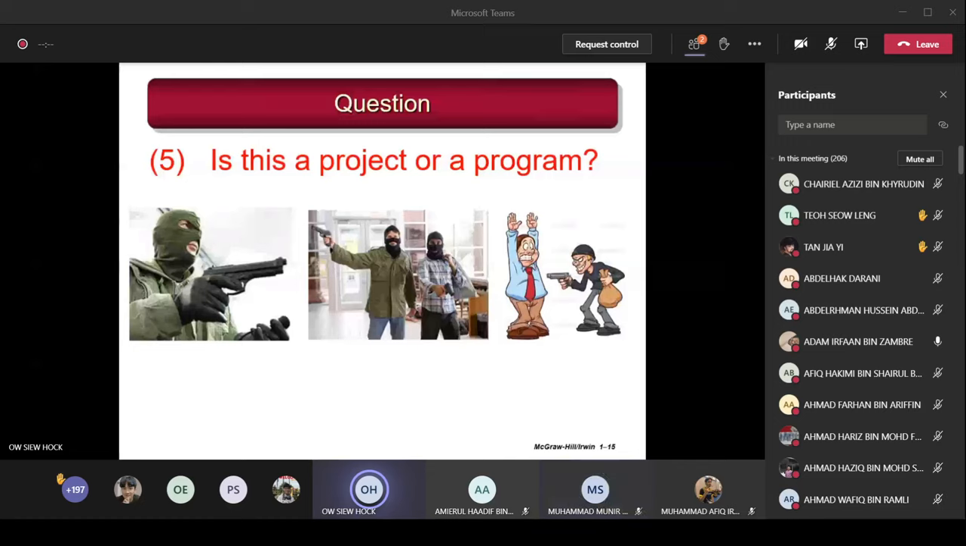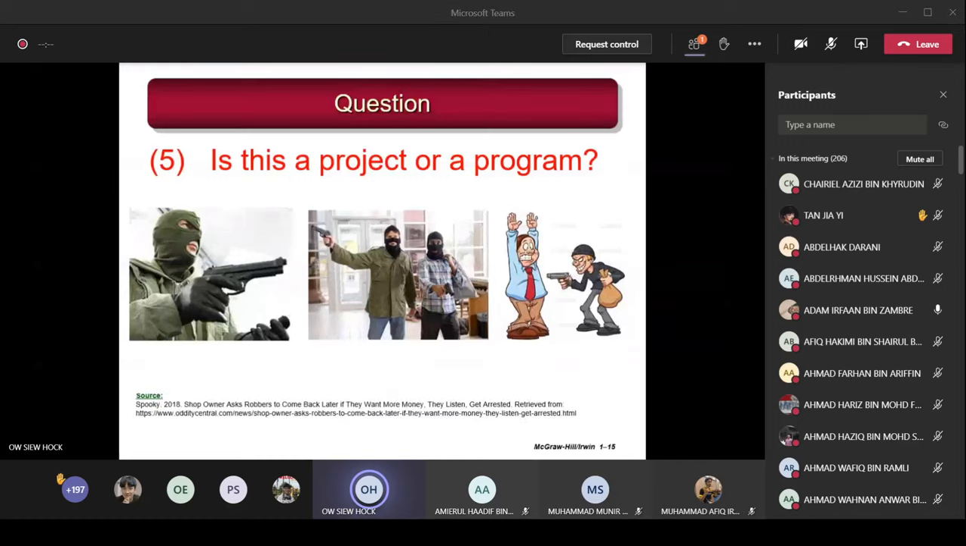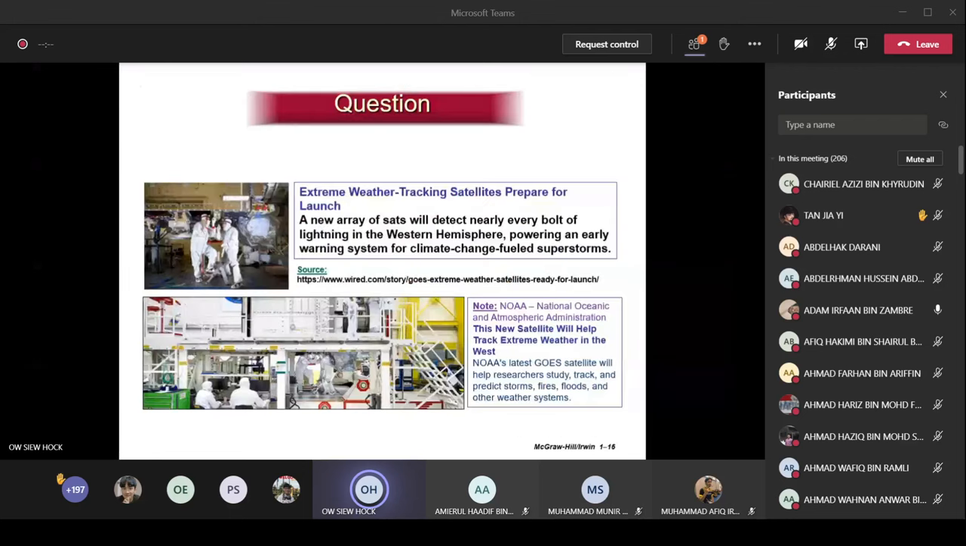Project. It's very obvious it's a project because they have to plan. Okay, when to rob, where to rob. You see, if it meets all the characteristics of a project, then it is classified as a project and not a program. Okay, next, what about this?